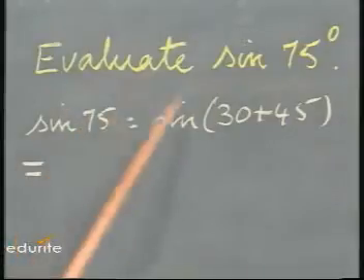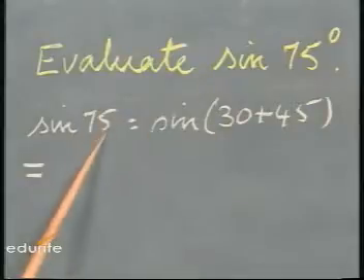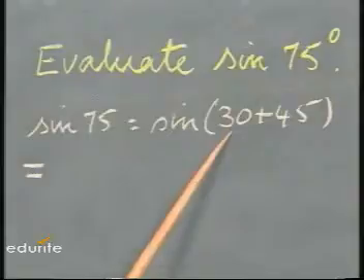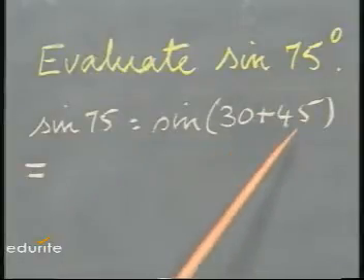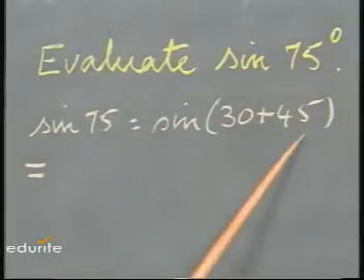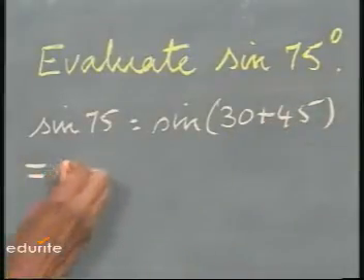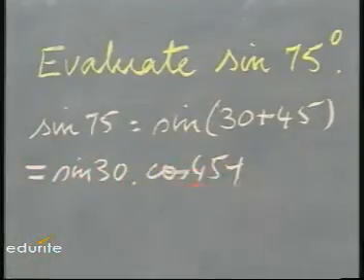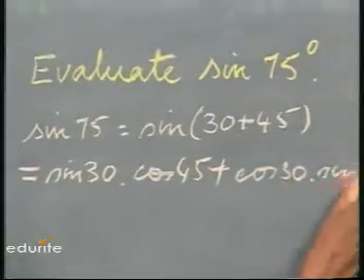We want to write it in terms of sine or cos of angles which we already know. And 75 we know is 30 plus 45. So we have here a compound angle 30 plus 45. Now sine 30 plus 45 is sine A plus B, that is sine A cos B plus cos A sine B. So let's write that down. Sine of the first term, cos of the second term, plus cos of the first term, sine of the second term.